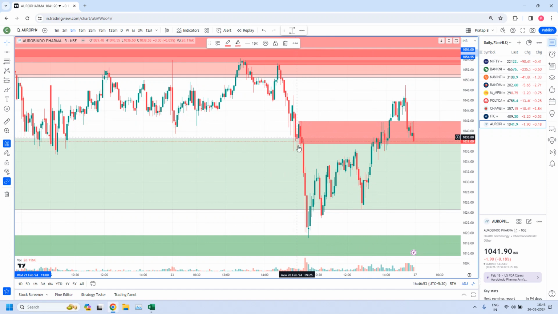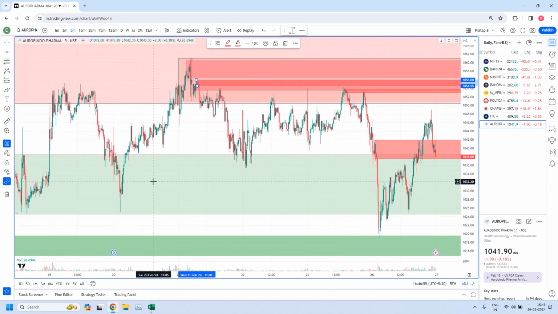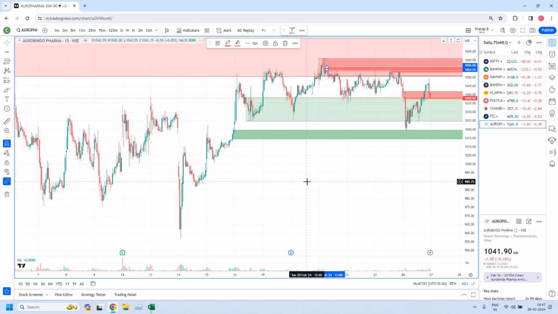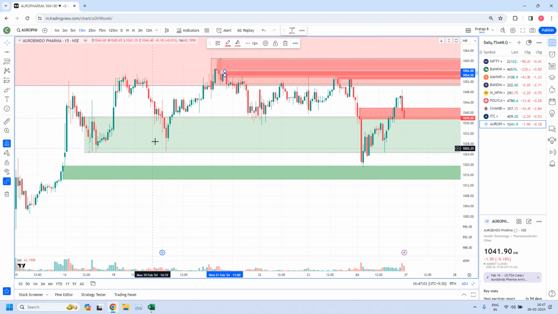So from here the prices, because this demand zone we expected will be violated easily, as there are no fresh 15-minute zones inside this area. If you look into this, there is no fresh 15-minute zone. When there is no fresh 15-minute zone, obviously the zone will be violated. That is what we expected. But what institutions will do in general, they will keep a trap below this.